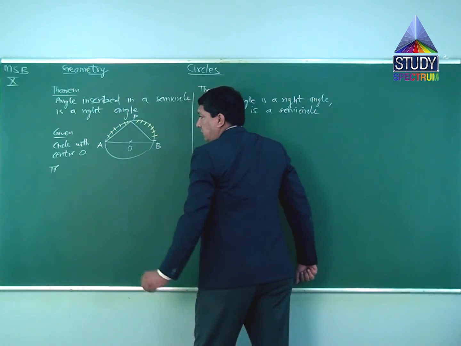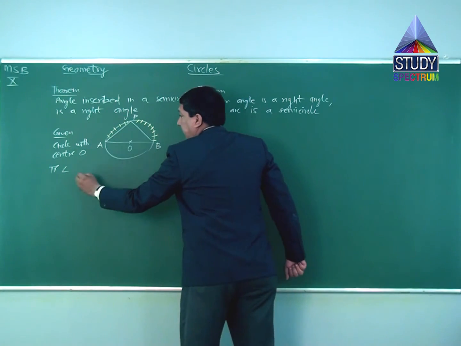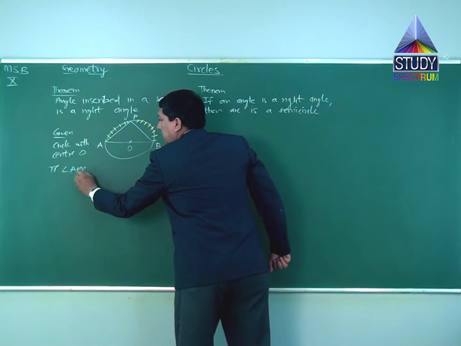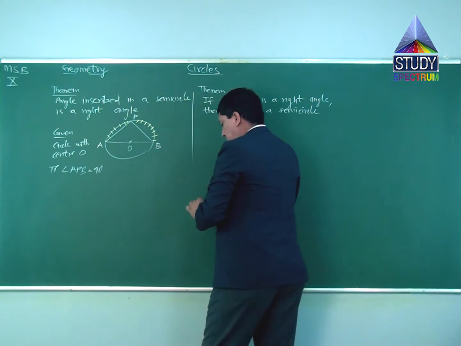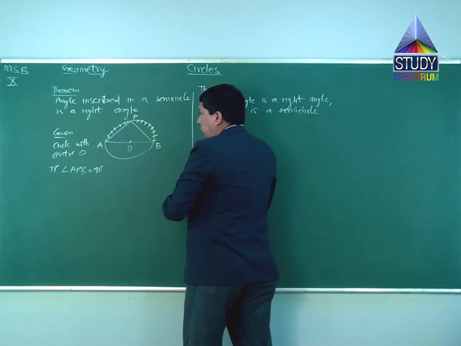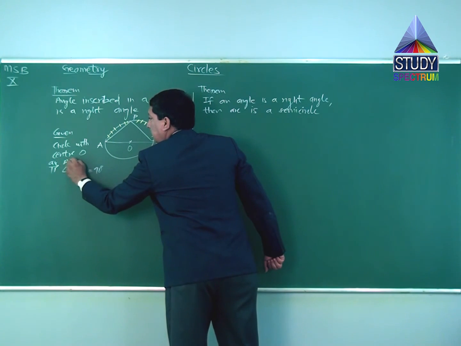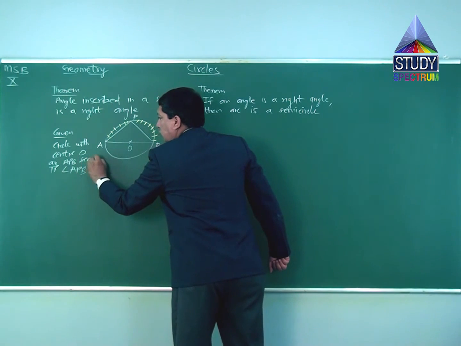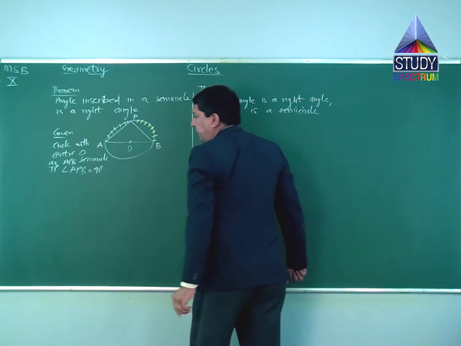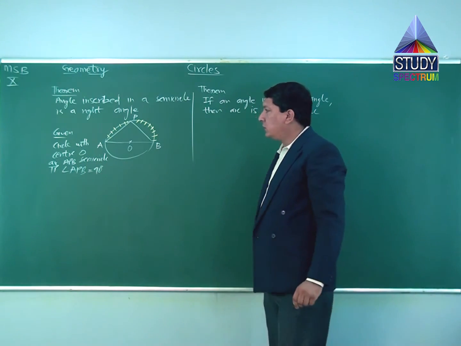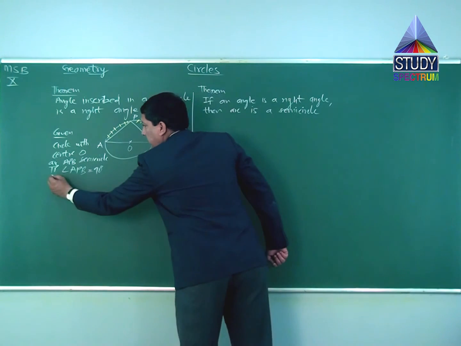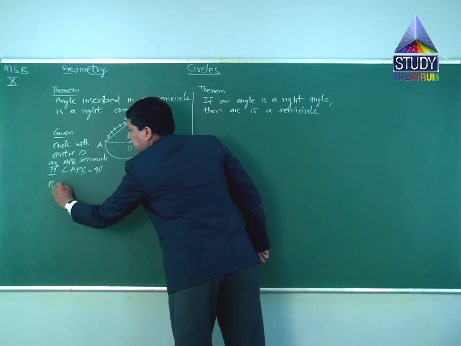To prove: angle APB is equal to 90 degrees. I'll write this also: arc APB is a semicircle. This is also known. And we need to get the answer: angle APB is equal to 90 degrees. Proof of this.